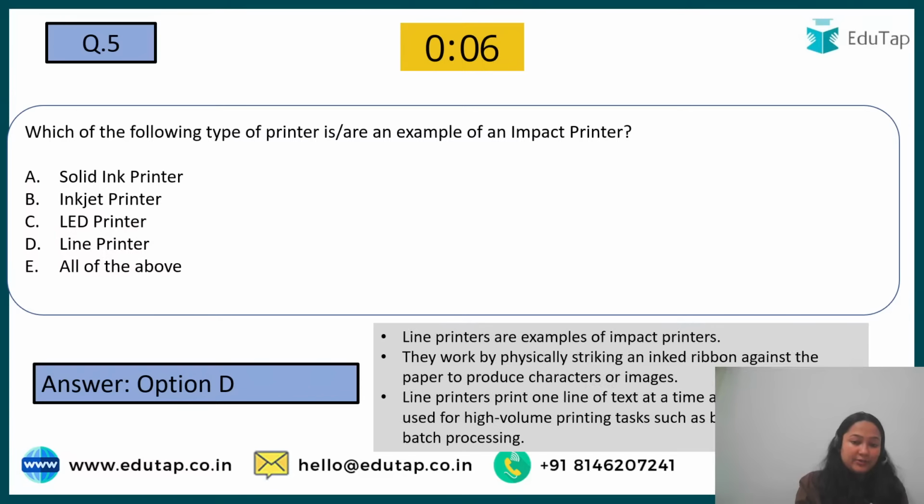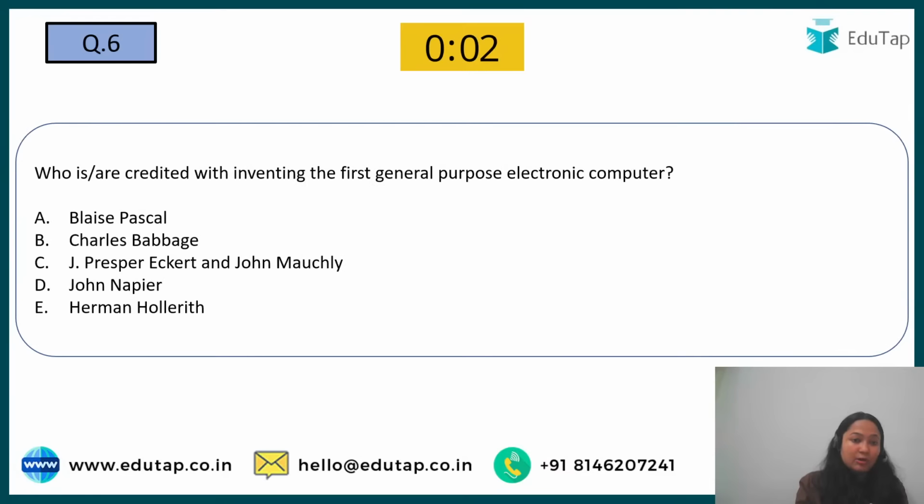Okay, so here you can see how it works. Now, we are going by question number 6. Who is or are credited with inventing the first general purpose electronic computer? Blaise Pascal, Charles Babbage, Presper Eckert, John Mauchly, John Napier, Herman Hollerith. So here, first you will have to understand which computer we are talking about. We are talking about the first general purpose electronic computer.